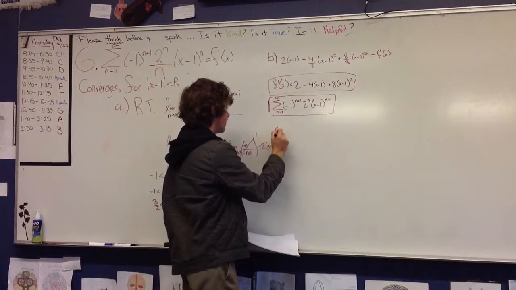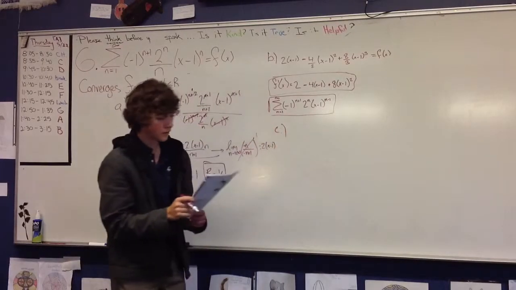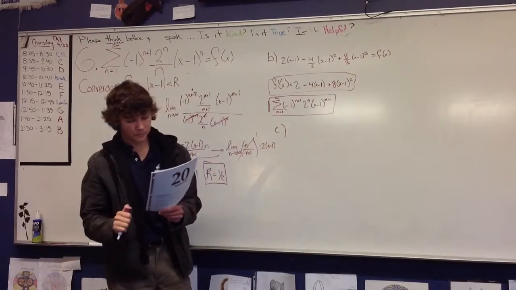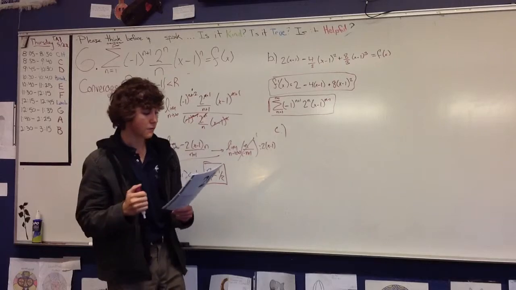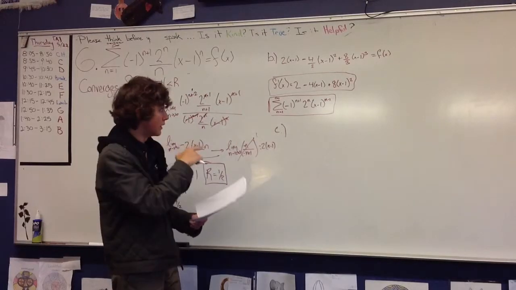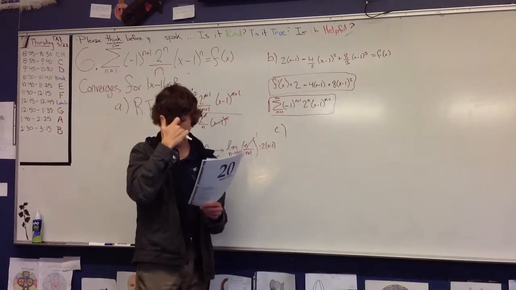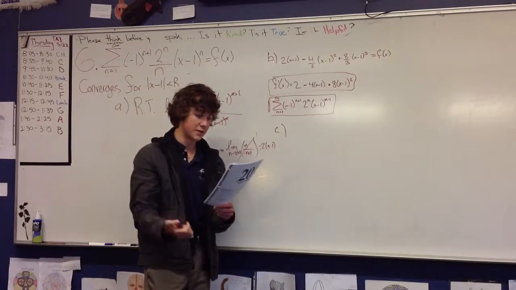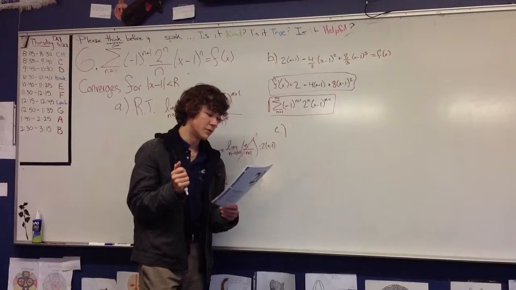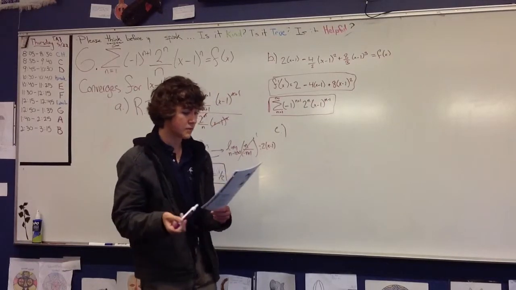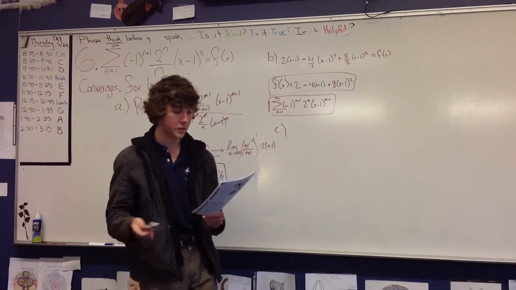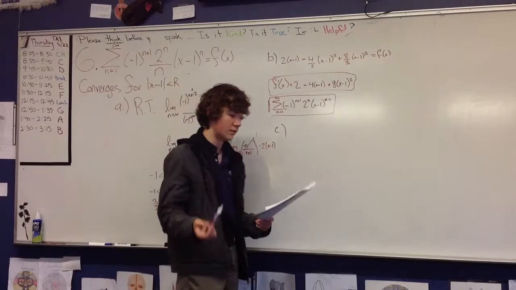So C asks you to find. C says the Taylor series for f prime about x equals 1, found in part B, which is essentially what we have here, is a geometric series. Find f prime to which the series converges for x minus 1 is less than r, and then use this function to determine f for x minus 1 is less than r.